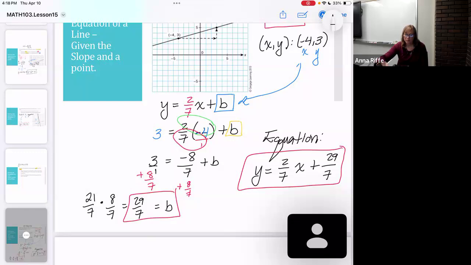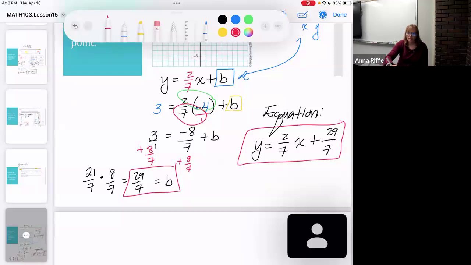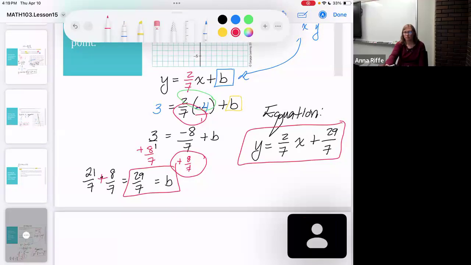When I switched over the 8/7, is it the addition of the 8/7 that bothered you, or is it the fact that I added it to the 3? Oh, I see. I see now. You see it now? Okay, great. Other questions about this one?